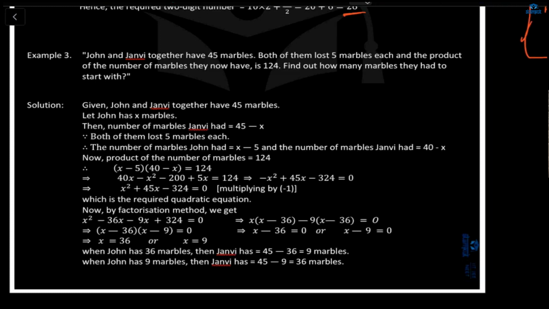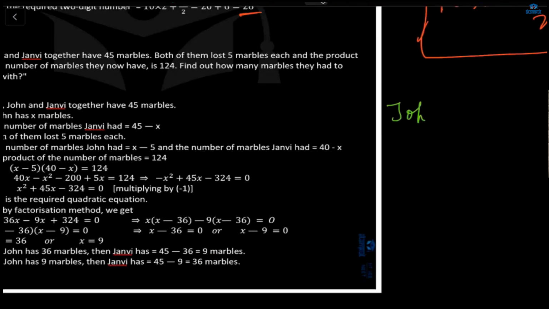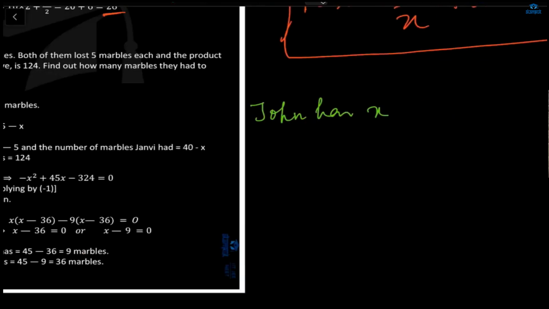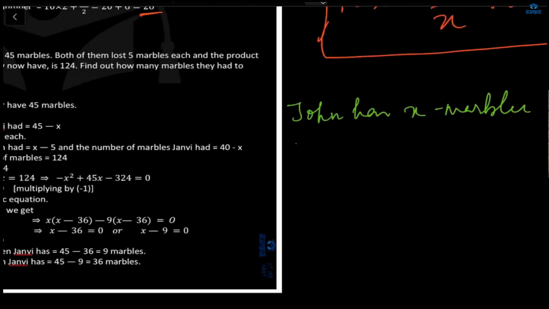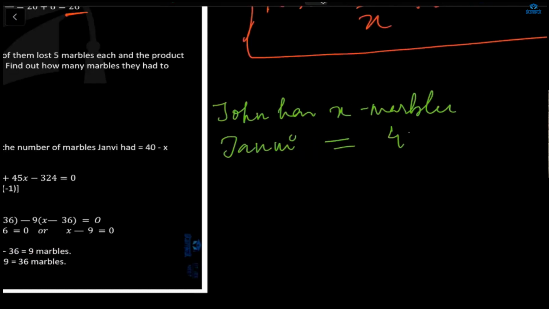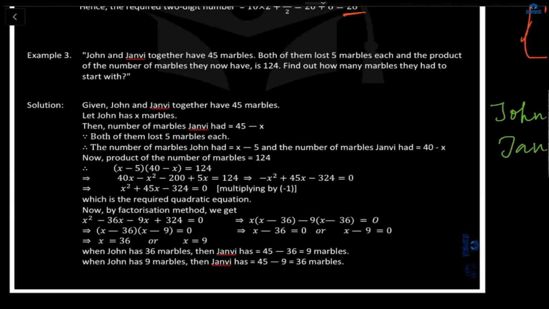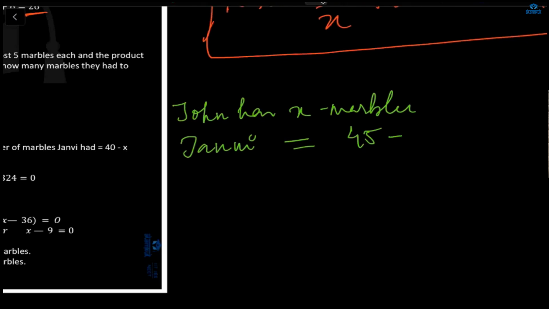Since John and Janvi have 45 marbles, you can assume any one person's marbles. Let's take that John has X marbles. So Janvi will have how many marbles? Combinedly they have 45 marbles, so 45 minus X will be there. Janvi will have 45 minus X marbles.